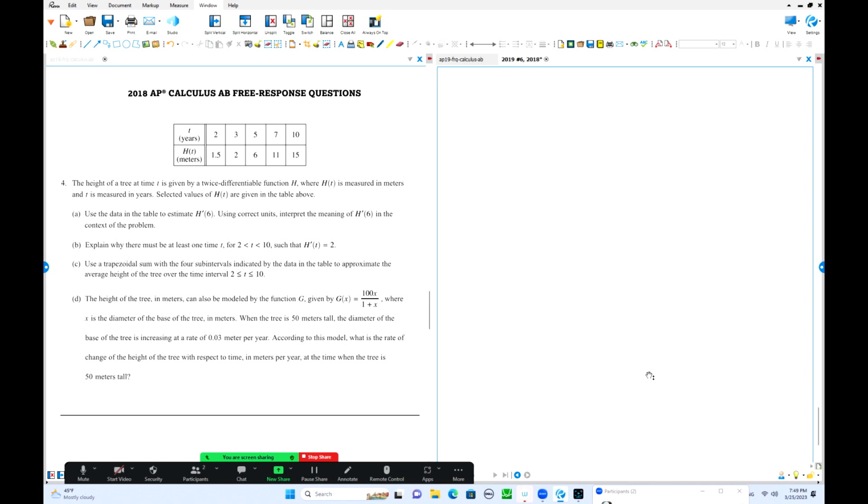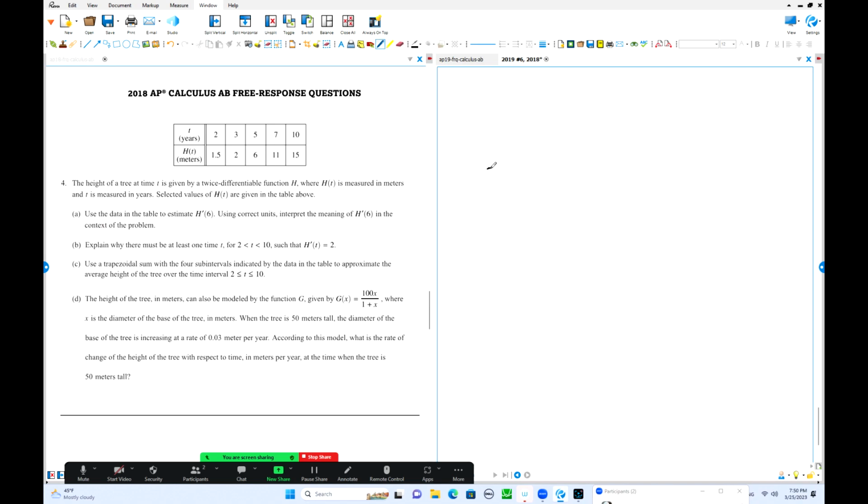All right, you have a table: 2, 3, 5, 7, 10, and 1.5, 2, 6, 11, 15. That is the value of y, okay? The value of x is time t. The height of a tree at time t is given by a twice differentiable function h, and h(t) is measured in meters and t is measured in years. So select the values of h(t) given by the table over here.